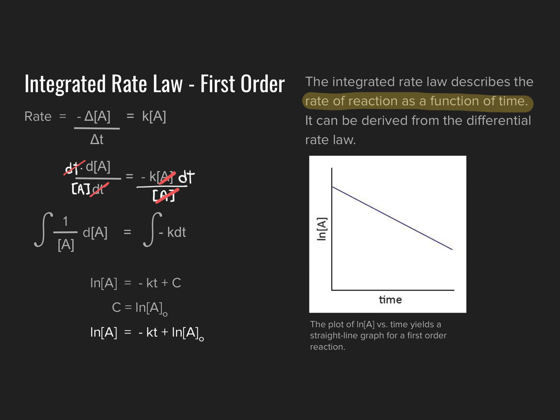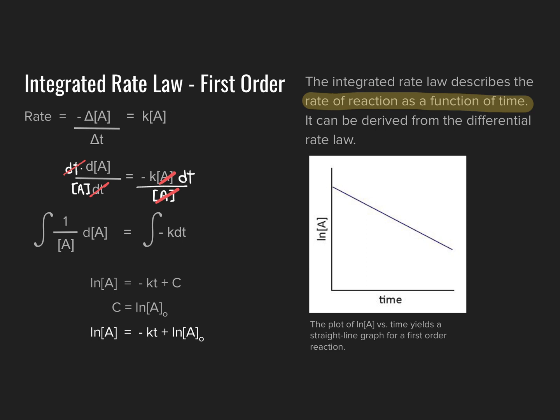Now you may remember from your calculus land that the integral of 1 over A dA is going to give us the natural log of A. So my equation now becomes the natural log of A is equal to minus kt plus the constant C. And at this point we've got the generic form of our integrated rate law for this particular reaction.